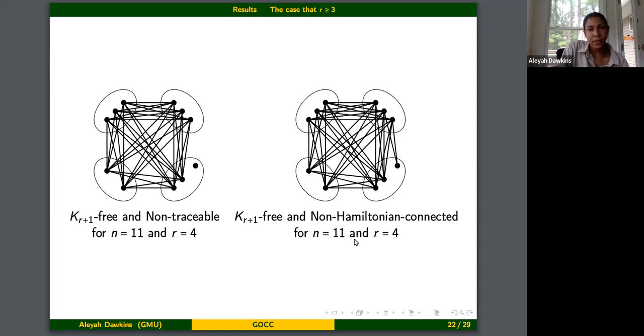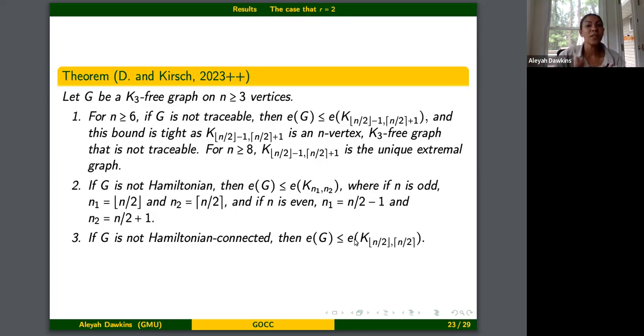Right, so those were the results for r at least 3. And we did also adjust it for r equals 2, right? So when G is a K_3-free graph. And for these, it's a bit different, and it actually fits more along the lines of Turán's and like Mantel's extremal graphs, because we're still having them be complete graphs, complete bipartite graphs.